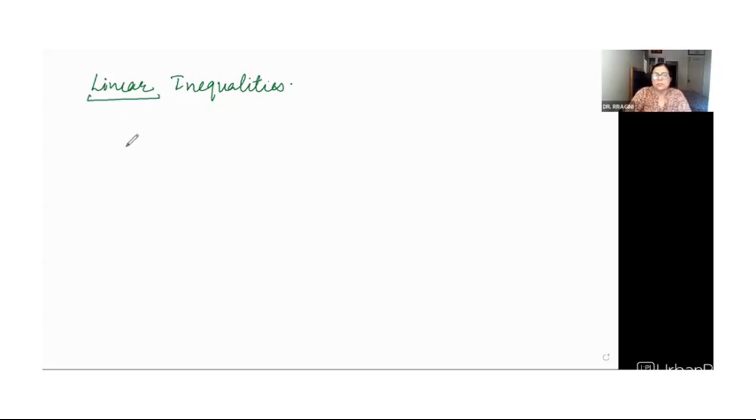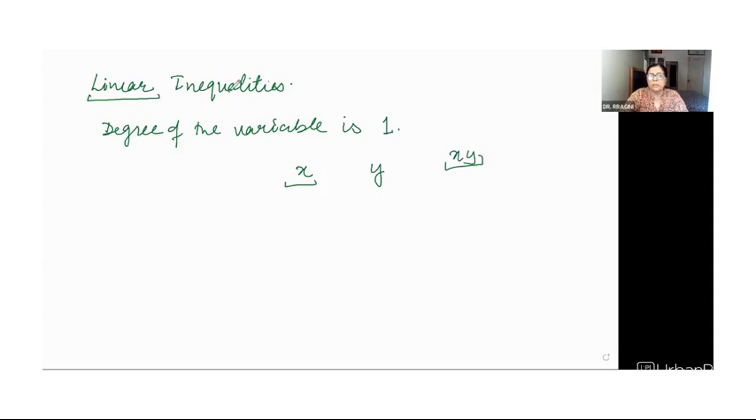Linear is an expression or equation in which the degree of the variable is 1. The highest power of the variable used in this equation will be 1. We can have only x or only y, right? But they will never come together as they add up to 2. So we have linear inequalities. The highest power involved here is 1 only.